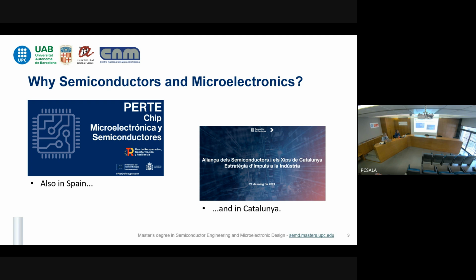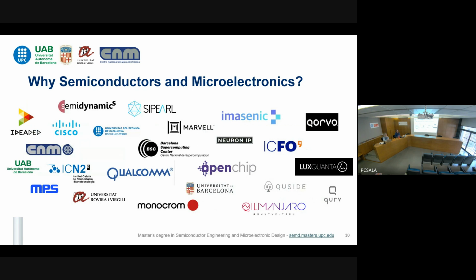The result of all this investment, a huge amount of money, is to attract industry to specific places in Europe where you already had semiconductor industry, or you have academics or research centers related to microelectronics, semiconductors. They are attracting companies and creating an ecosystem around those places. And this is happening in Barcelona.